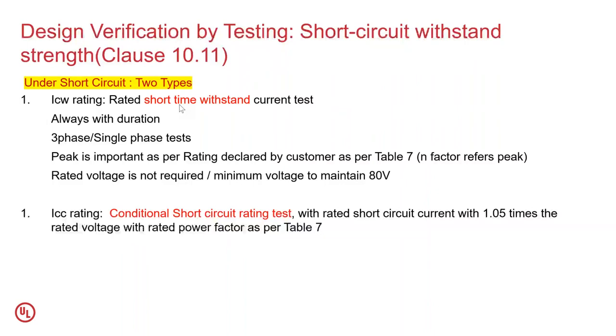apply. Very, very important in the short time withstand current test is the duration plus the peak value. Means table 7 of the IEC 61439 talks about the N factor, nothing but the peak factor. Means first peak, because whenever a short circuit happens, the first peak is always higher. Correct? So as per the declared short time withstand current by the manufacturer, table 7 clearly gives what is the peak value I need to consider during the short time withstand current test.